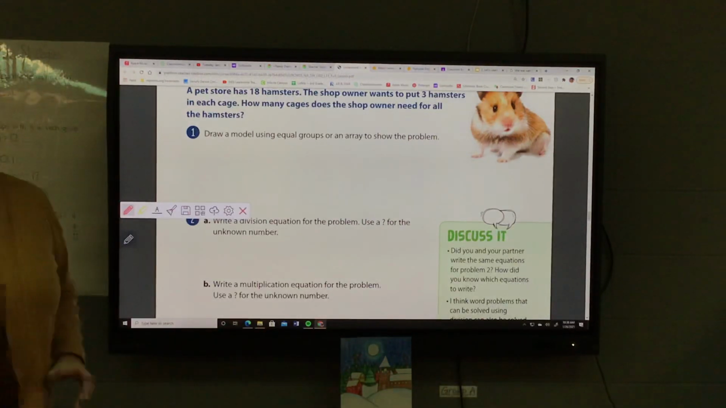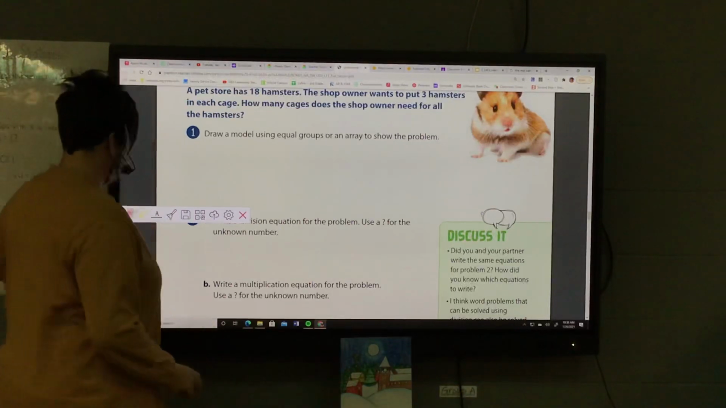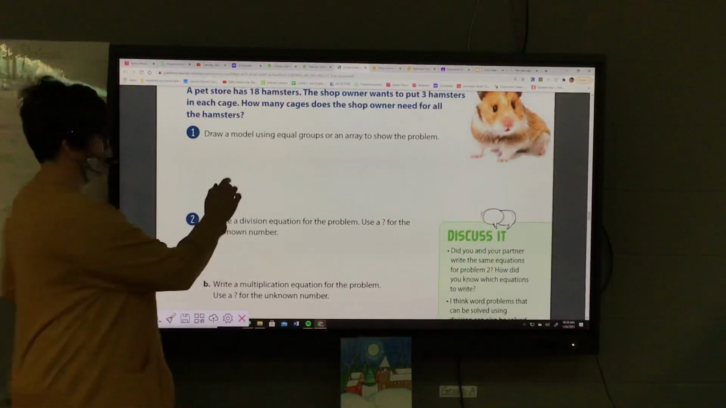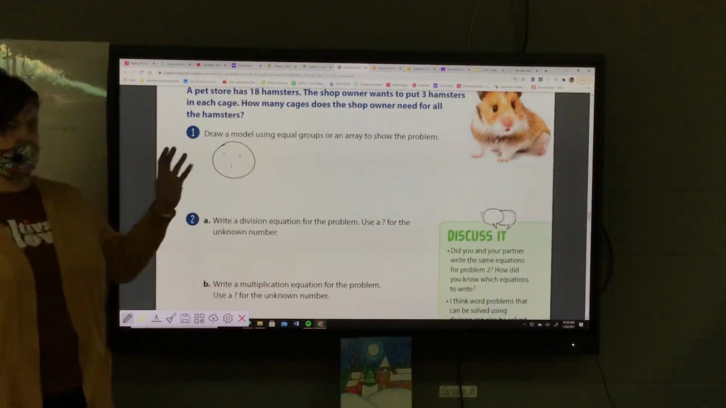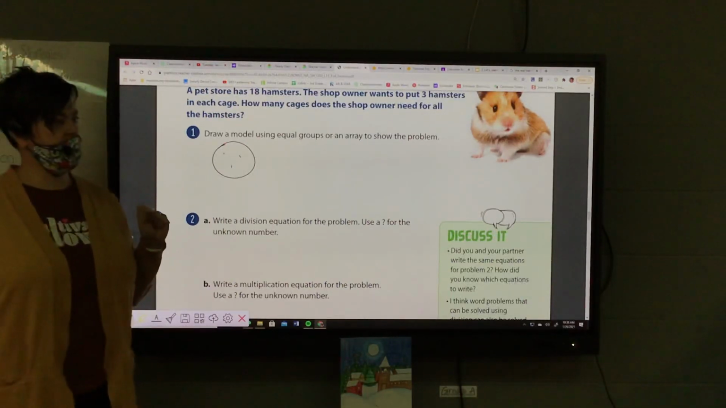It's looking like almost everybody, maybe it was everybody, did this. So there's the first 3 hamsters. Please stop chomping on your candy. Thank you.